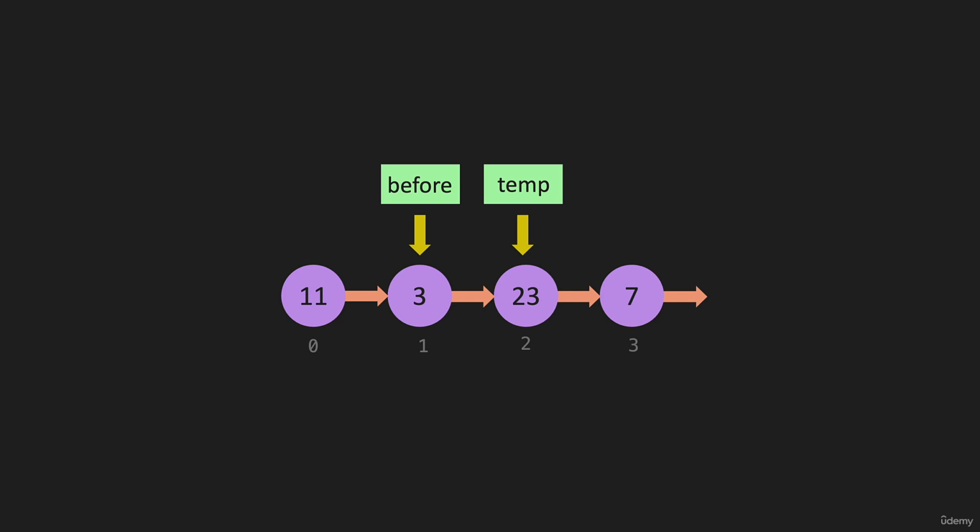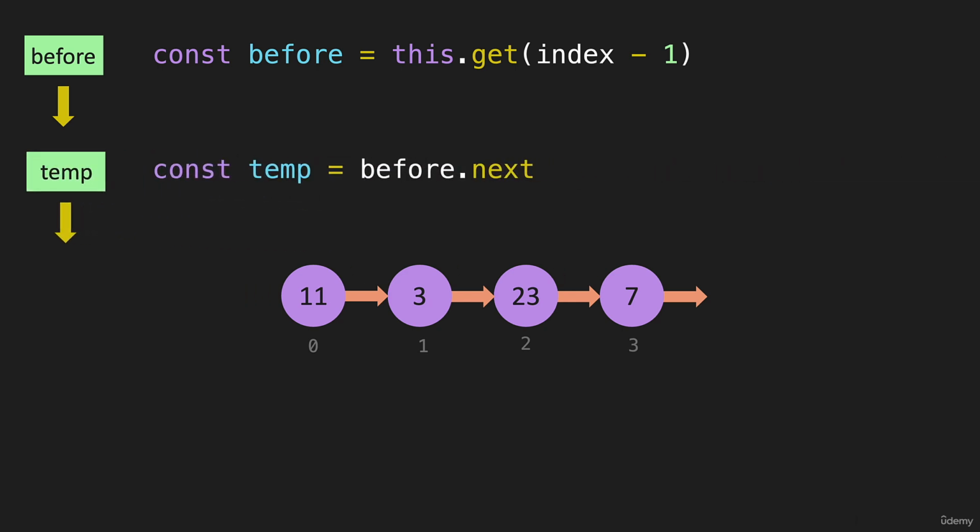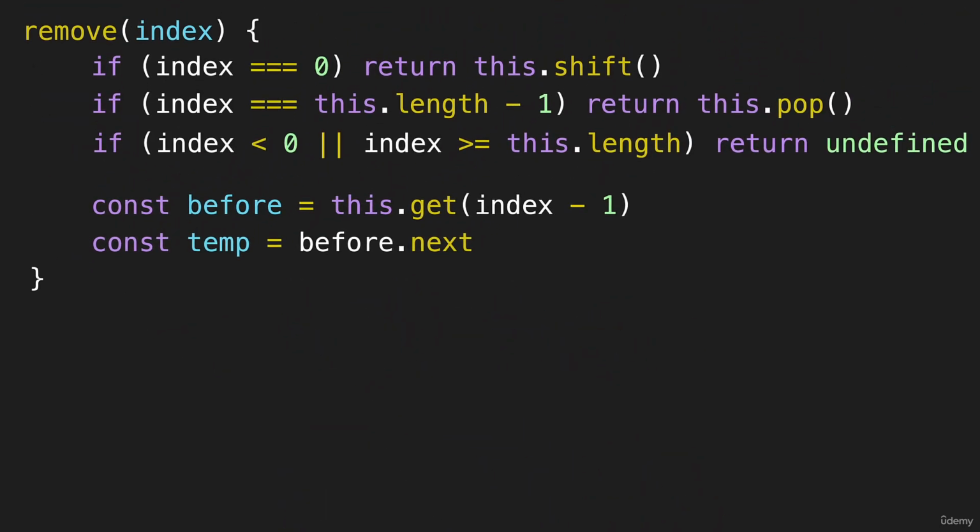And we can use this with the get method. So we could say before equals this.get of the index -1, the index that we're removing. So the temp variable, we could use the get method again and just say get the item at the index that we're looking for, but that is an O of n operation, and there's a more efficient way to do this. We just say temp is equal to before.next. All right, so let's take a look at this code. So we have our if statements, and we have our 2 variables.